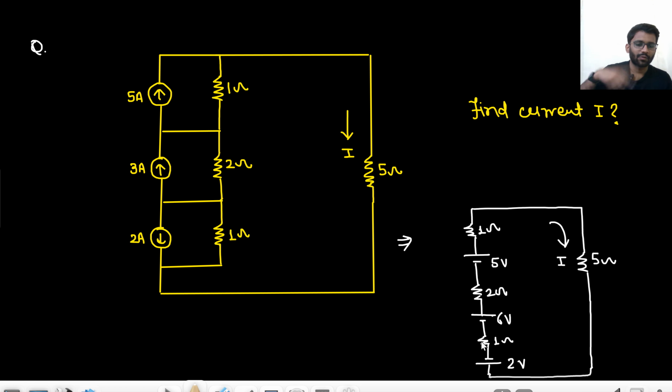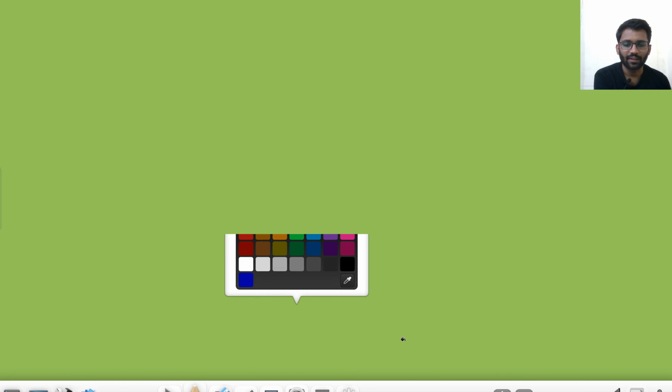Okay. Now what is the equivalent battery? 5 plus 6 minus 2, right? That means a 9 volt battery. And what is the equivalent resistance? 5 plus 2 plus 1 plus 1. So 9 ohm resistance. So basically what is happening? Total 9 volt battery and 9 ohm resistance.